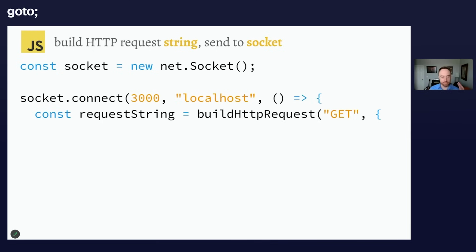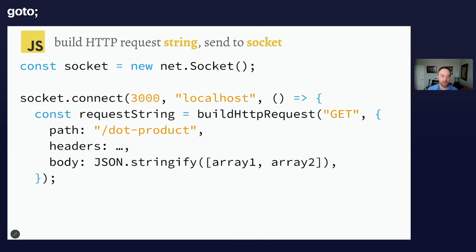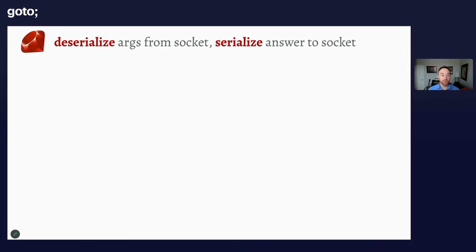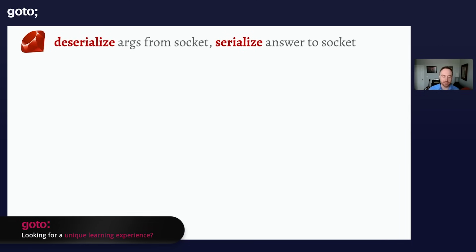And then we say request string is just, we're going to have some function that builds this HTTP request saying it's a GET. Here's our path. Here are the headers. Here's the body, which is JSON.stringify of our two arrays that we want to give to Ruby. And then finally, socket.write, which takes that request string that we built up and then writes it out to the socket. And that socket's going to go over localhost port 3000 over to Ruby, which is then going to deserialize the arguments from the socket and then serialize the answer to the socket after it's computed it.